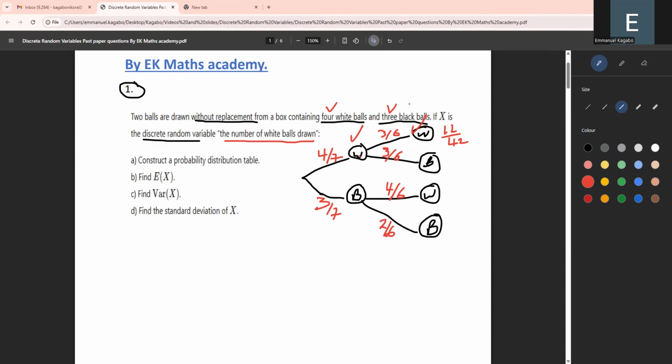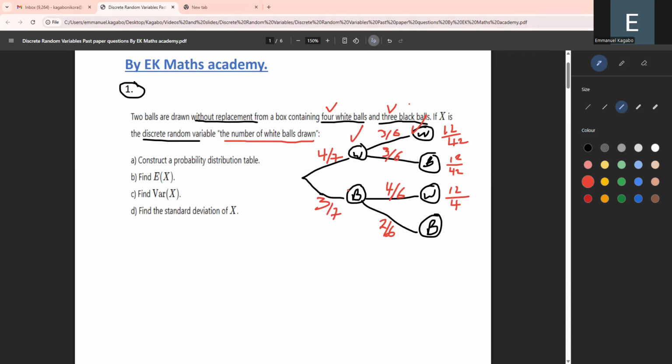What about picking a white ball first and a black ball second? It will be 4 over 7 times 3 over 6. So it's going to be 12 out of 42, altogether, guys, very good. Now, what about picking black and then white? Again, it will be 12 out of 42. Okay, you're going to understand because I need these probabilities to do question A.